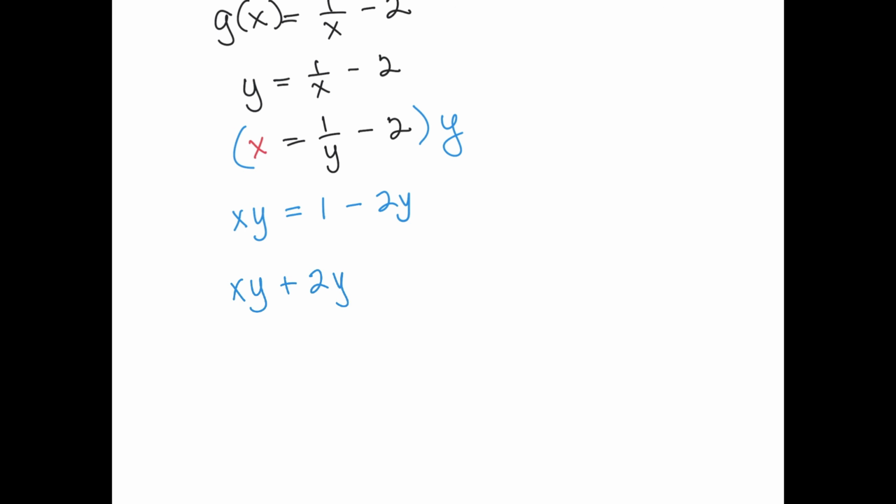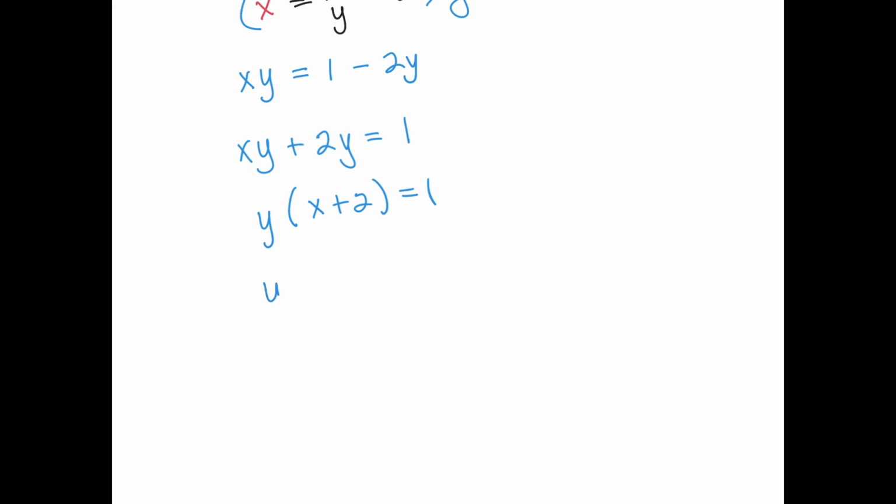Now I've got y's on both sides of my equation, and that's not good. So I get all the y's on one side and everything that doesn't have a y on the other. Factor out the y. Now I can divide everything by x plus 2, and I'm done.